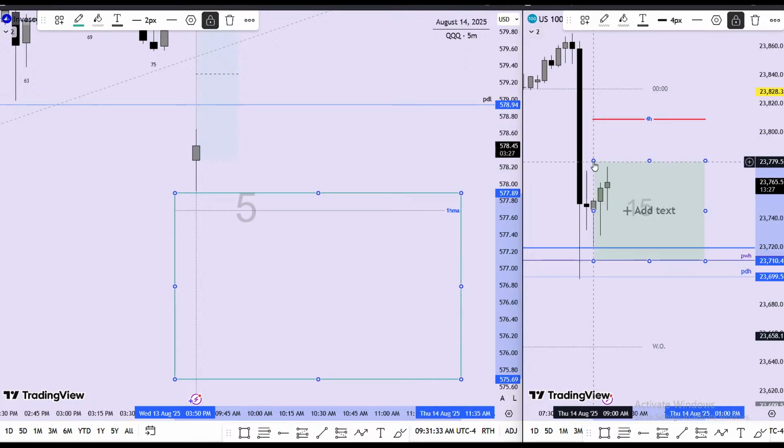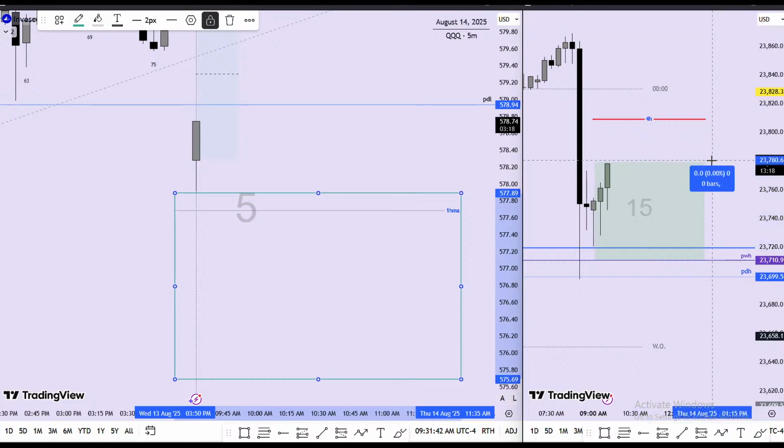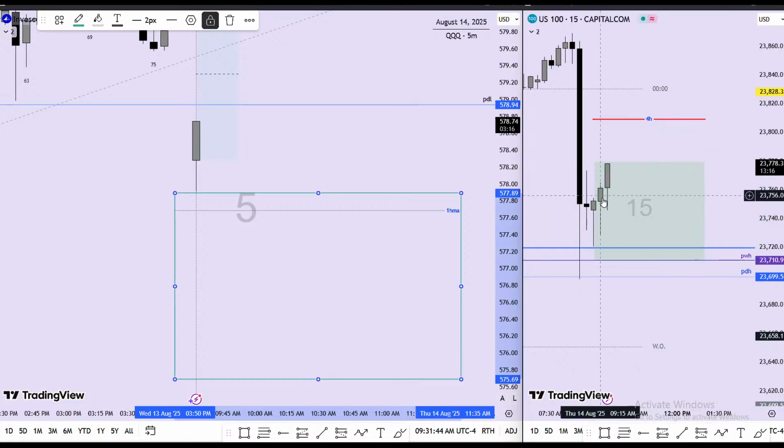Price can use this green box as support. The green box ranges from 780 to 710. It's a tiny range, a 60 points range. Price can use this box as support and move further higher.